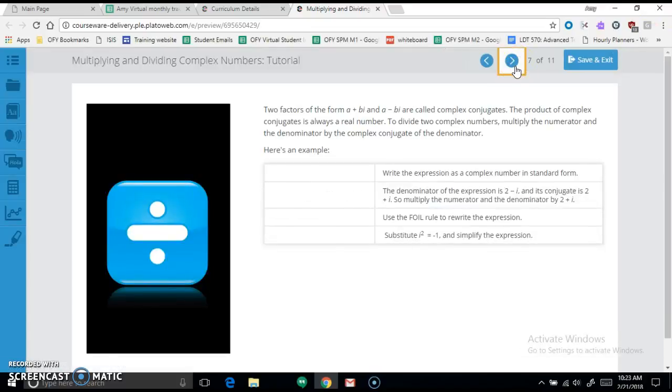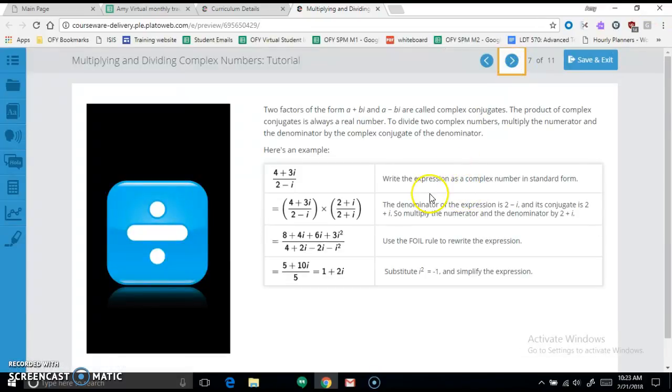All right. Okay, so now dividing, all that you're going to do whenever you have a division problem is you're going to multiply the top and the bottom by the conjugate of the denominator. The conjugate of the denominator just means you change that sign between the two numbers, or you change the sign of i. So if it's positive, it'll change to negative. If it's negative, it'll change to positive. So what they're doing here is the conjugate of 2 minus i is 2 plus i.